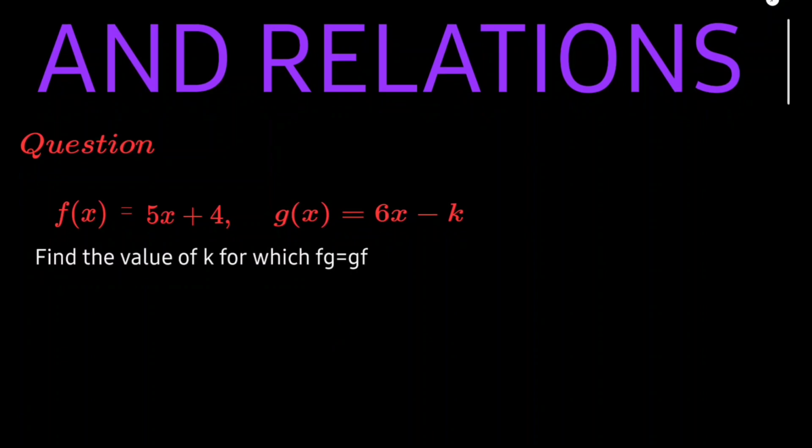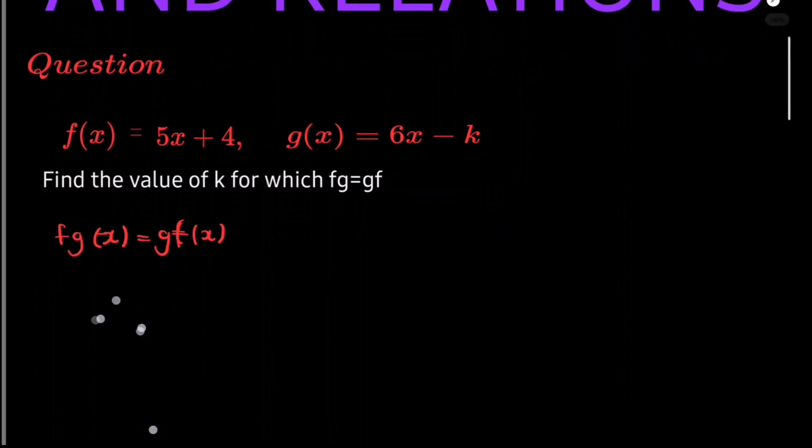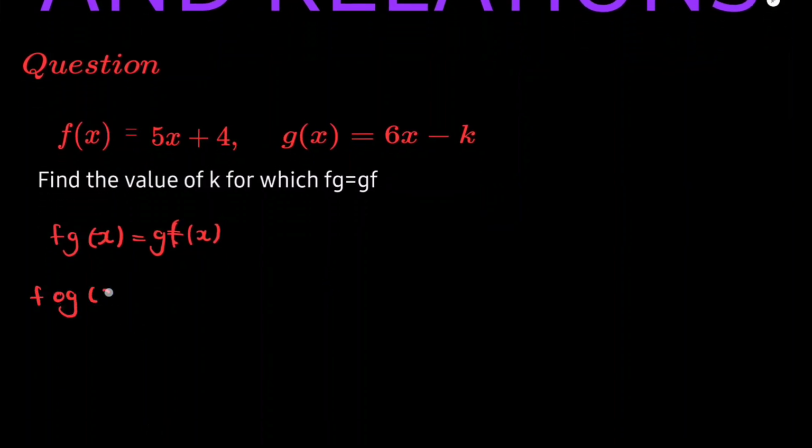This is easy. In this case, we have been given f of x. We have been given g of x. So they are telling us that f of g of x is equal to g of f of x. So we have to find the value of k. First, we are going to find f of g of x. This is our step 1, because we don't know f of g of x and we don't know g of f of x, and without that we cannot find the value of k.